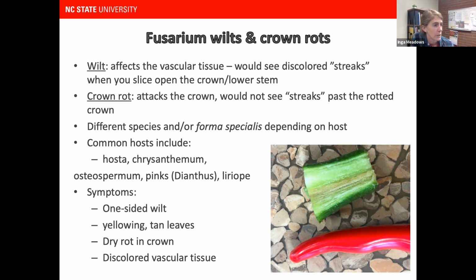So you'll see the discolored tannish or light brown area. That's the actual vascular system that's discolored. Versus a crown rot just attacks the crown of the plant.